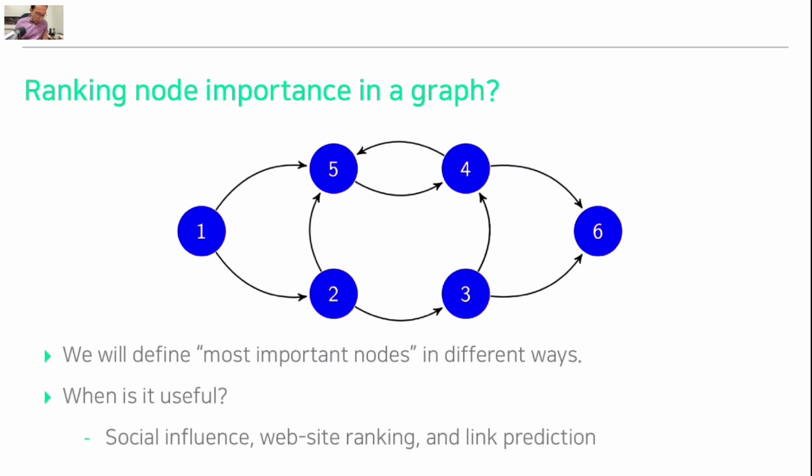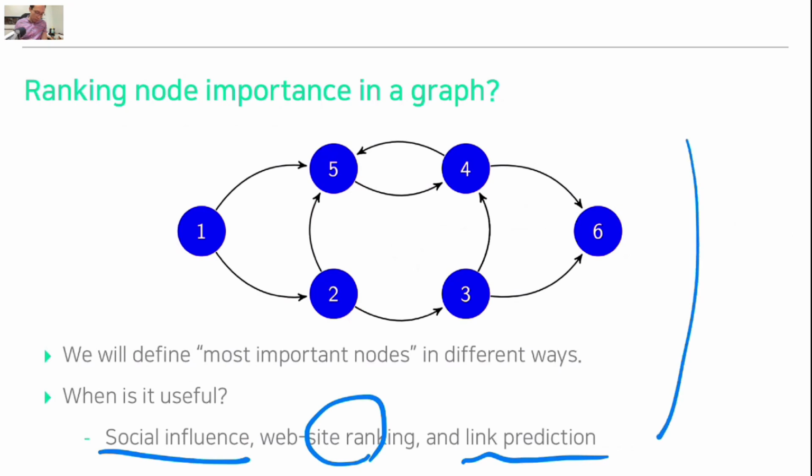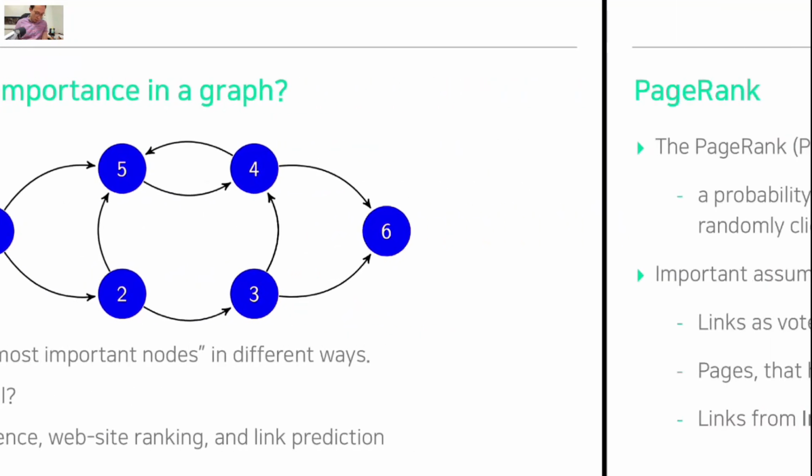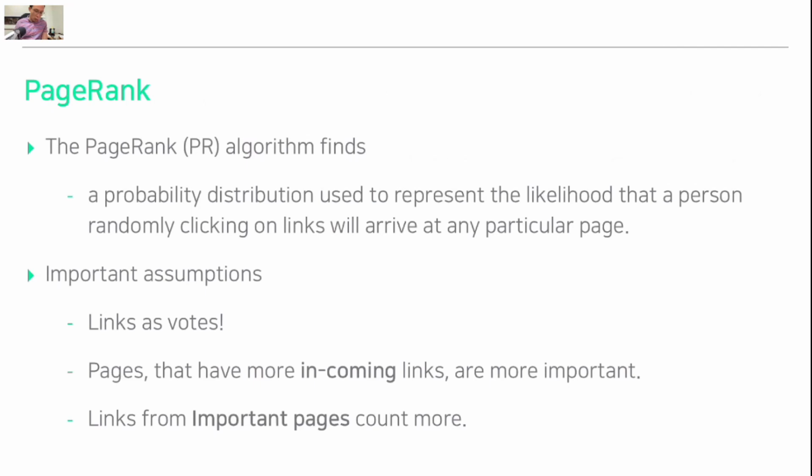So when is it useful? You can get social influence, right? We have so many influencers these days, on YouTube and Instagram, and you can sort the influencers using some node importance, right? Also, you can get website ranking, or when you have a Facebook-like web service, you can recommend future friends by using the node importance, or you can predict future links using link prediction, right? You have multiple ways for that. One way to do that is called PageRank.